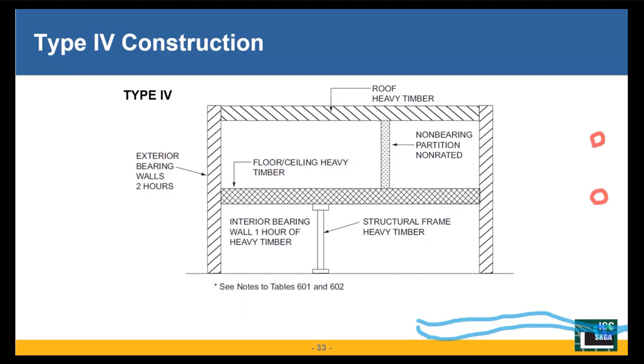So that's why type 4 is different than type 5 non-rated. Type 5 non-rated would use any type of lumber, whereas type 4, you're restricted to large sizes as defined in the code. And these members have to be solid. They cannot be, say, for example, built up joists like TJI or so forth. They have to be solid wood members or laminated wood and without any concealed spaces, any hollow spaces.